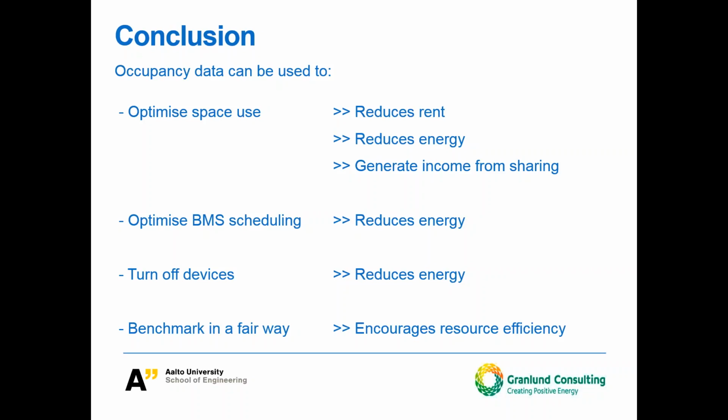We also want to turn off devices, so these are not just the big systems like ventilation. The BMS controls ventilation and lighting and heating and cooling. What about the smaller things like laptops and things plugged in? So this again is something that we'd like to turn off. As people go home, then maybe we should turn off these devices.